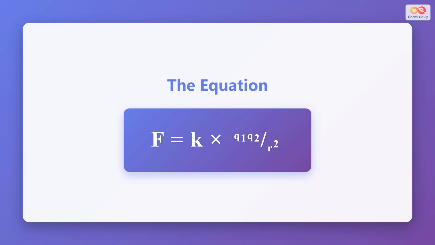Here's the mathematical equation for Coulomb's law. F equals K times q₁ times q₂ divided by r squared. This elegant formula captures everything we need to calculate the electric force between two charges. Let's break down what each part means in the next slides.